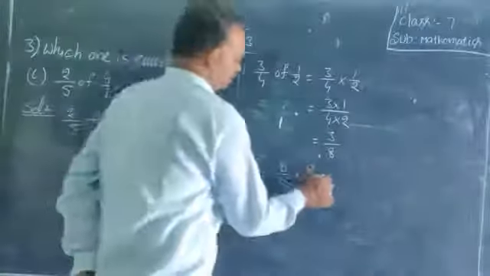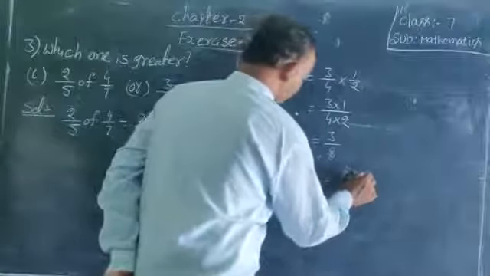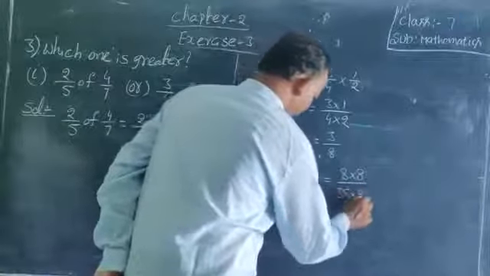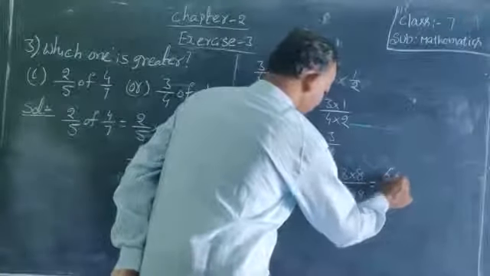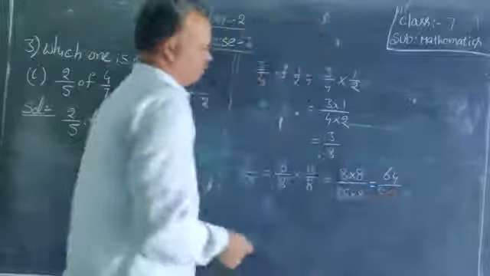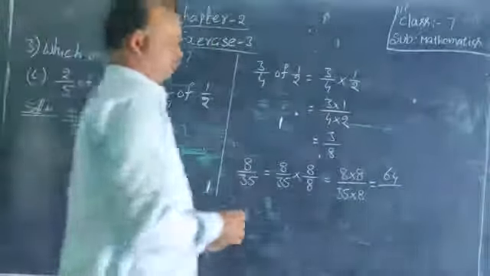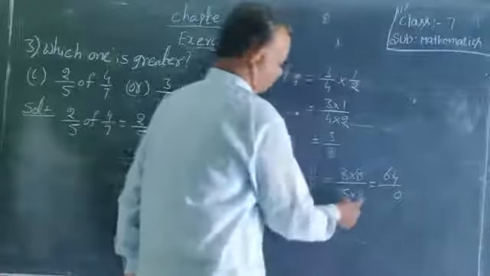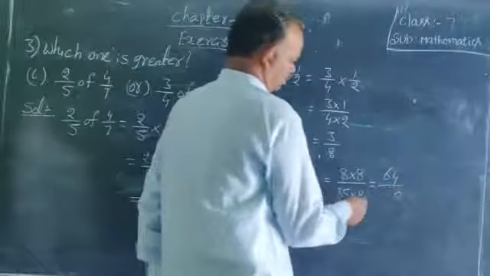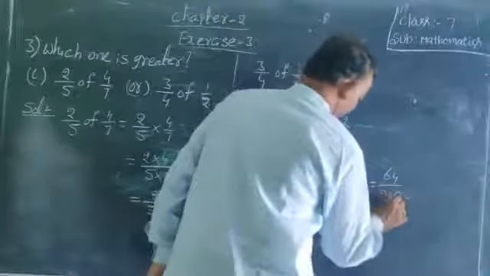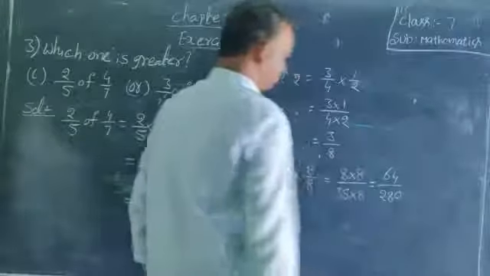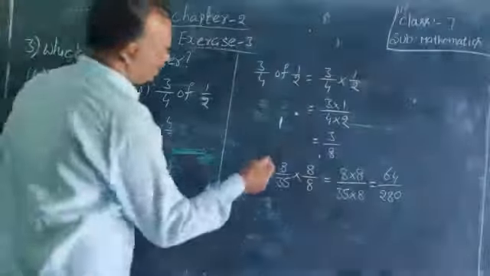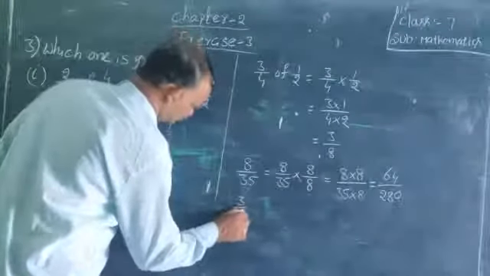8 8s are 64. So we are multiplying the numerators, 8 into 8 by 35 into 8. 8 8s are 64 by 35 into 8 times. See the value: 8 5s are 40. 8 3s are 24, 24 plus 4, 28. 280. 64 by 280, and the second value is 3 by 8.